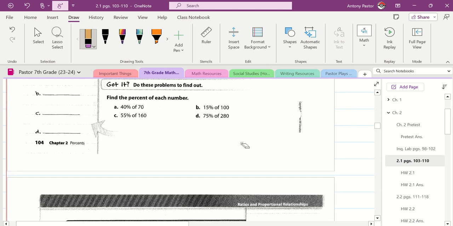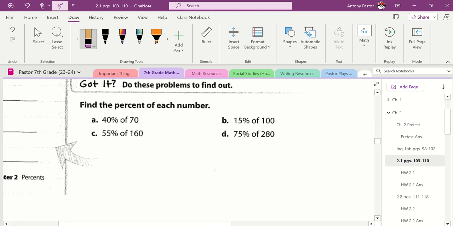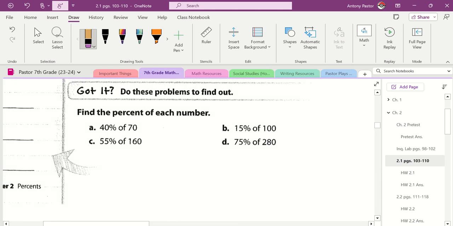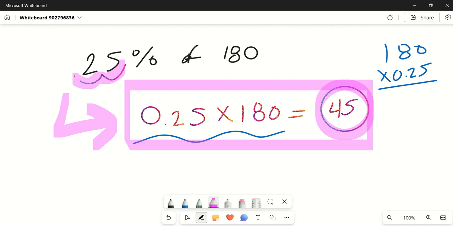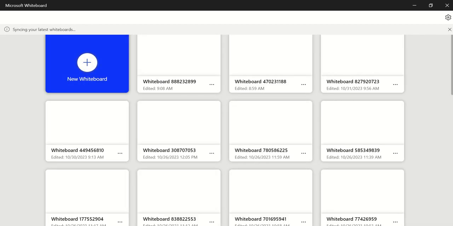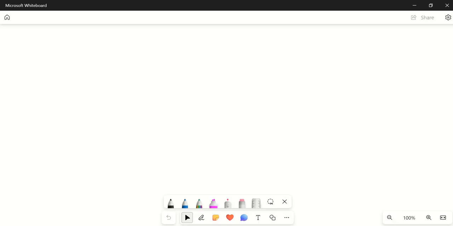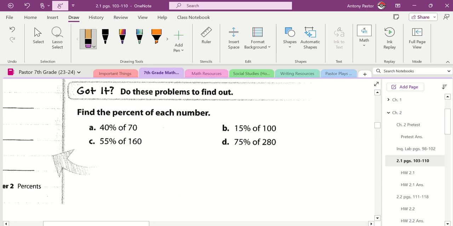We're going to do these questions here, and then we are going to look at our notes. So 40% of 70. And I'm going to switch around my methods since it doesn't tell me that I need to do it in a certain manner. 40% of 70.